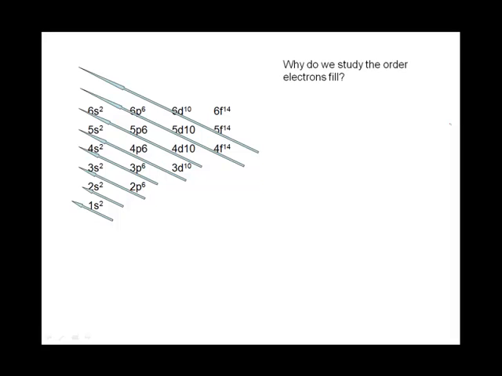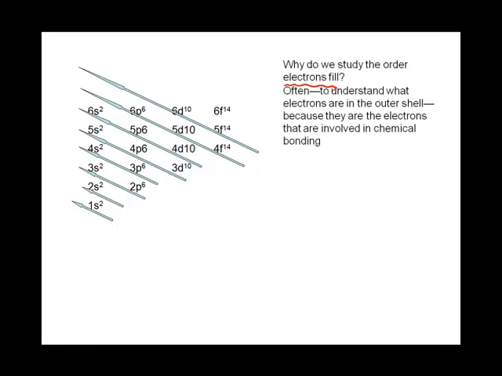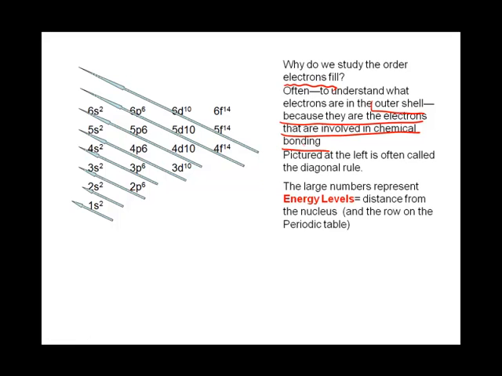So we study the order that electrons fill so that we can understand what electrons are in the outer shell. That's why we're drawing the electron dot structure, because once we know about the electrons in the outer shell, we can predict how this atom is going to react with that atom. So pictured at the left is often called the diagonal rule. It's the order that electrons fill the sublevels.